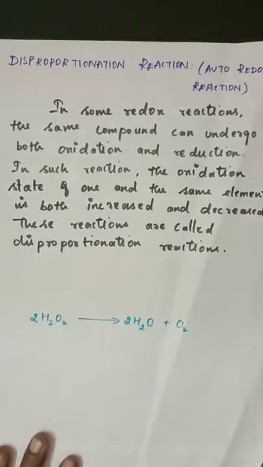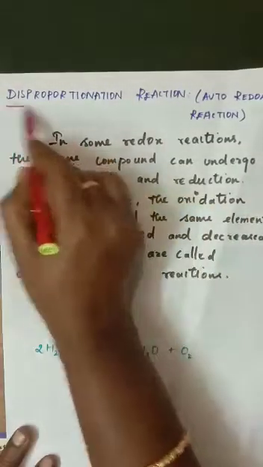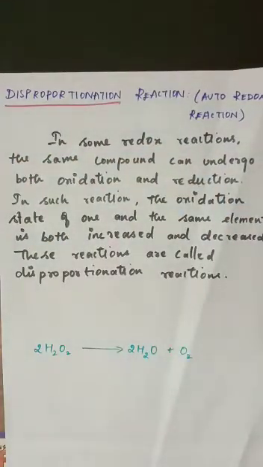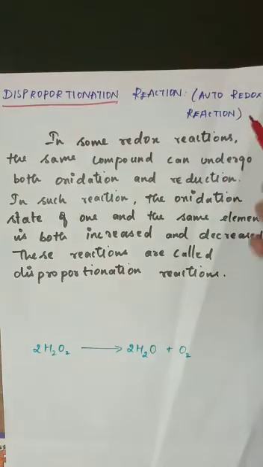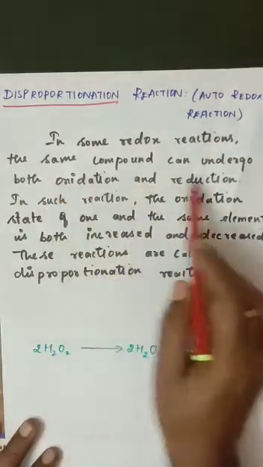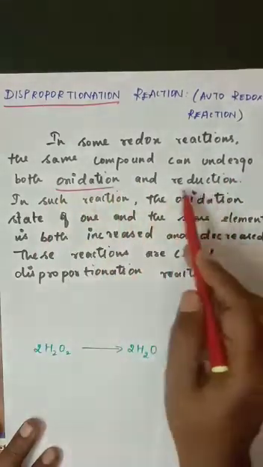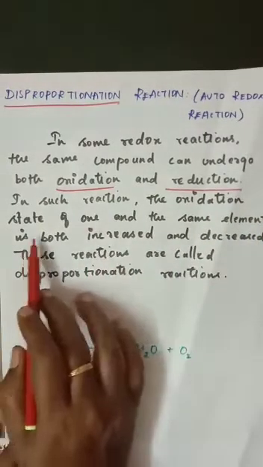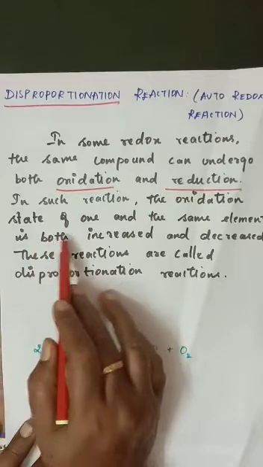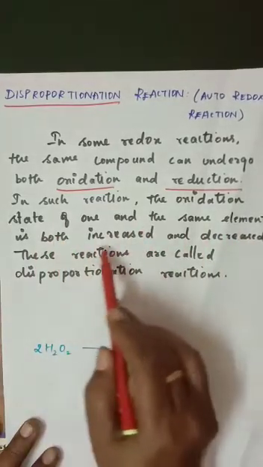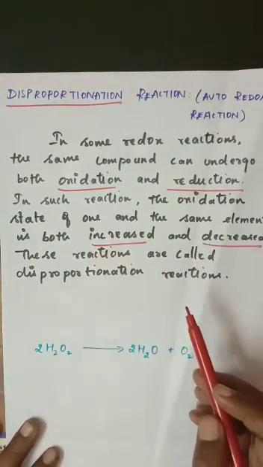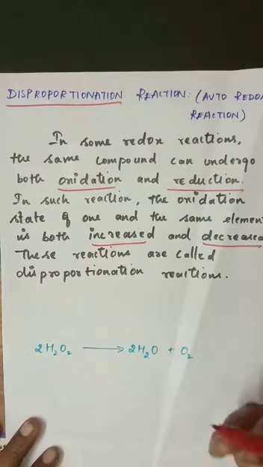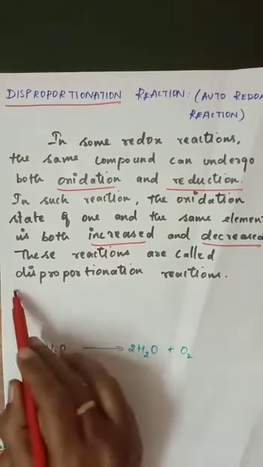One more type is the disproportionation reaction. What is a disproportionation reaction? It is an auto-redox reaction. Auto means the reactions take place automatically and simultaneously. The same compound can undergo both oxidation as well as reduction simultaneously. In such a reaction, the oxidation state of one and the same element both increases as well as decreases.